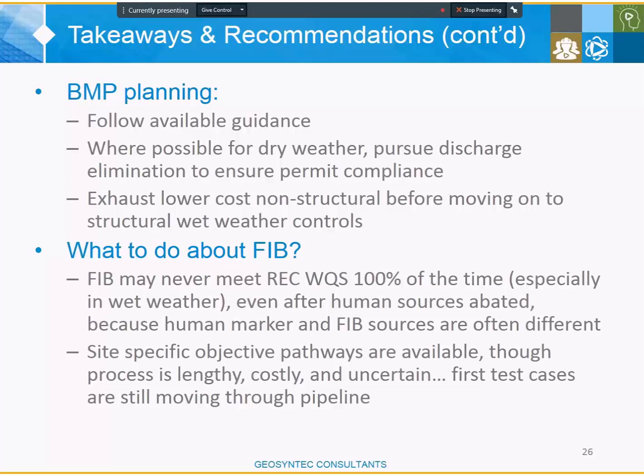Well, bacteria may never meet the recreational water quality standards 100% of the time, especially in wet weather, even after you've abated all your human sources, just because human marker and bacteria sources are different typically, especially in urban areas. So there are regulatory pathways available, like site-specific objectives, but know that it's not a quick fix. It's not easy to get. The process is lengthy, it's costly, it's uncertain. Have any been done? No, there have not been any done yet. And the first test cases in California are still moving through the pipeline.